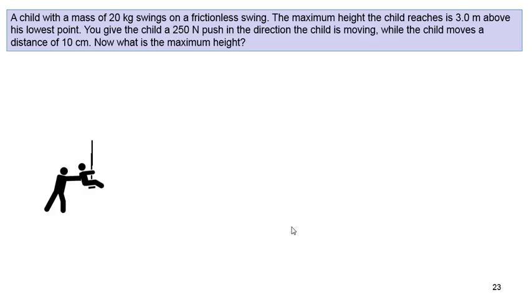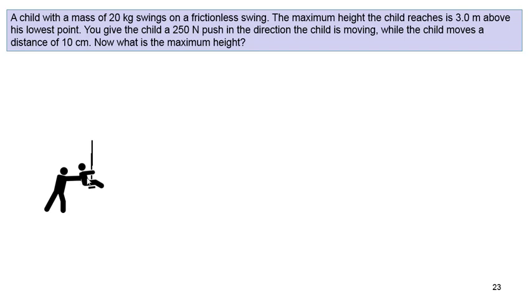Let's make it a little more complicated. So the same initial things, except initially the child reaches that maximum height of 3 meters above the lowest point. Then you're going to give the child a push with a force of 250 newtons in the direction the child is moving, and while you're pushing, the child moves 10 centimeters. Okay, so now we want to know what's the maximum height. So if you think about what's happening here, I hope you agree that the child is going to go higher after you give him this little push.